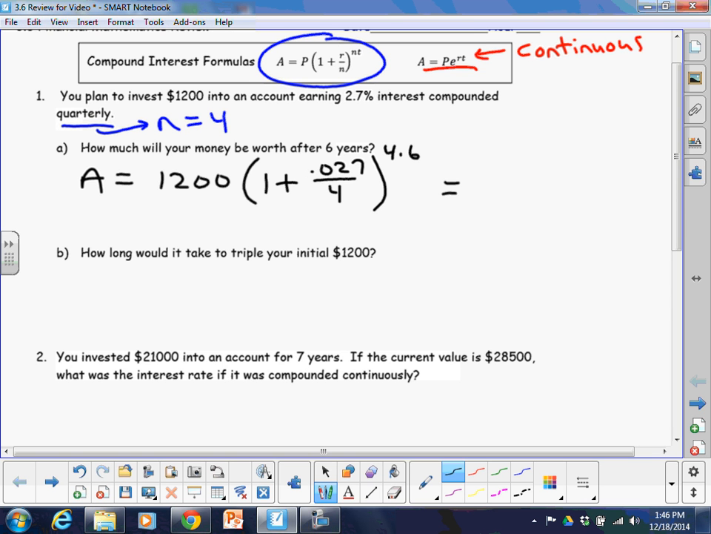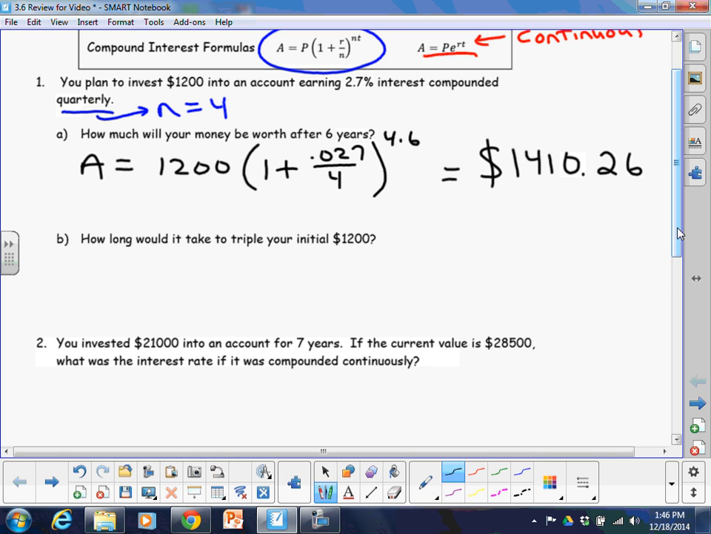Okay, and I would just simply go in order of operations. I mean, you could do it all in one step. I would probably just do the 1 plus 0.027 over 4, raise that then to the 24th power, and then finally times by the 1,200. And you should get a final answer of $1,410 and 26 cents. Okay, so that's just your straight compound interest. You put money in one time and let it grow.